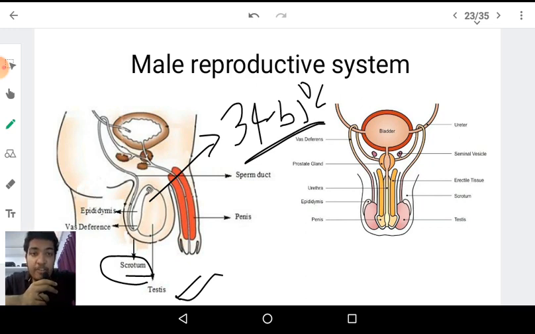First, starting with the vas deferens, then it is epididymis. Next portion is known as vas deferens. Next is known as the ejaculatory duct. So these are the different parts which are included in the secondary sex organ in a male.